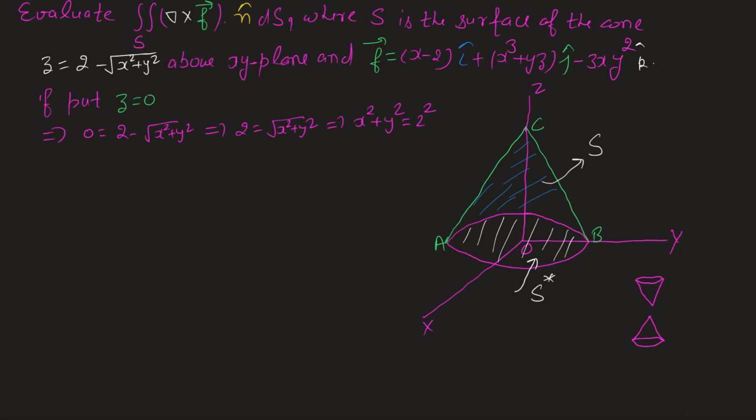We can apply the Gauss divergence theorem upon a closed surface. So let us say there is a surface S double star, which is the union of S and S star. Now this S double star is a closed surface because it is closed with the base. In S the base is missing, so it is open. Now it is closed with the base S star. So S union S star is a new surface S double star, which is a closed cone.